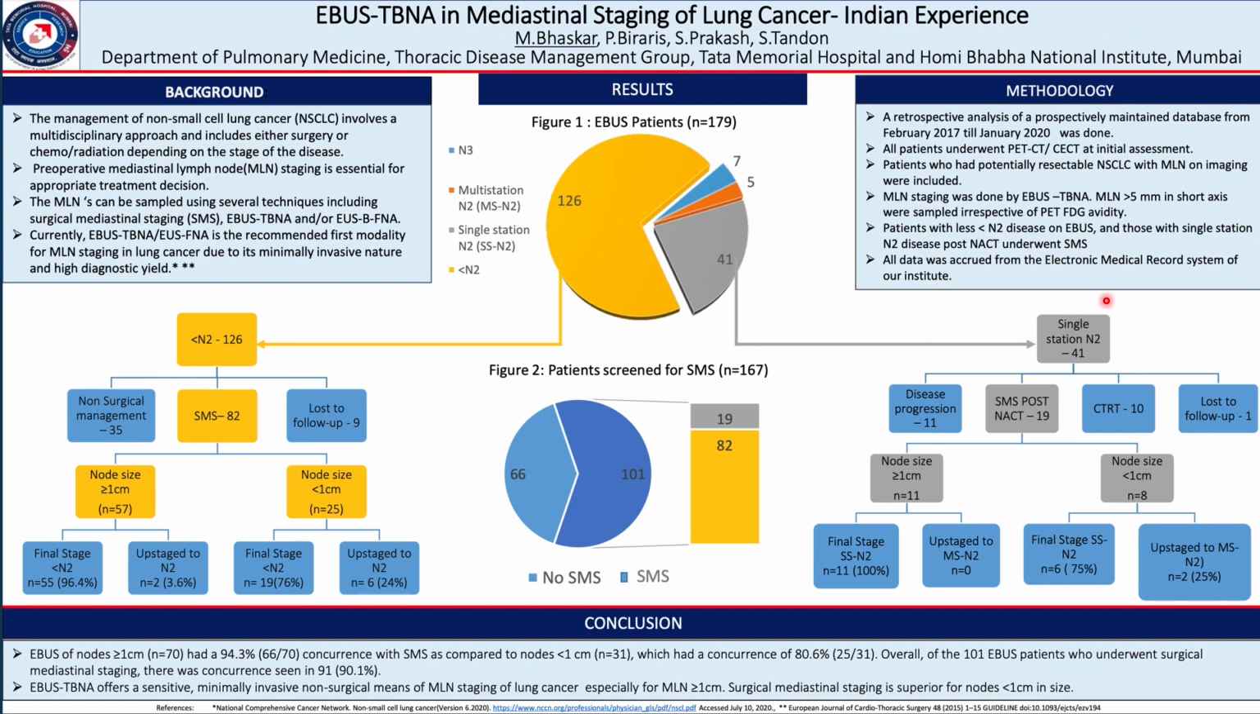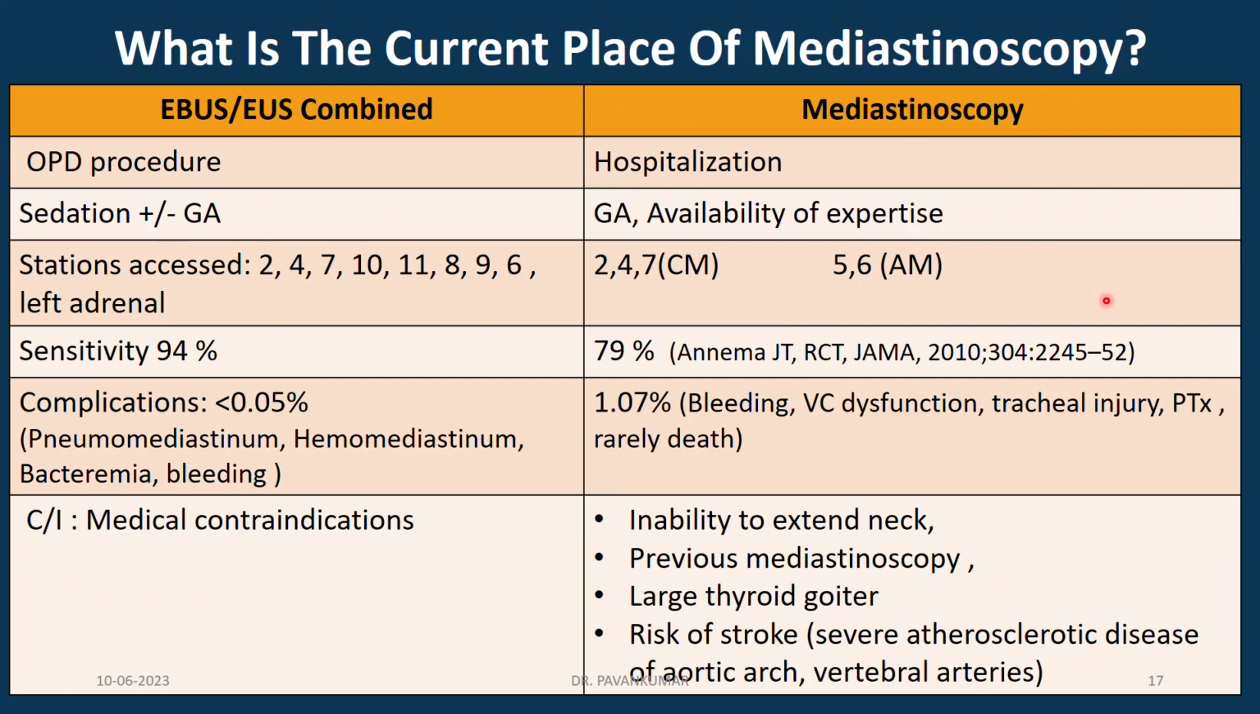I'll not go through the details of that, but we compared EBUS with mediastinoscopy with surgical sampling, and the sensitivity comes up to 94% in nodes of 1 centimeter and more, which is lesser for the smaller size nodes. So we know that EBUS is an outpatient procedure with minimum sedation, multiple node sampling, including adrenal sampling, sensitivity almost 94%, least complications, and there are no obvious contraindications to doing an EBUS in a stable patient who will be a candidate for surgery or definitive therapy.